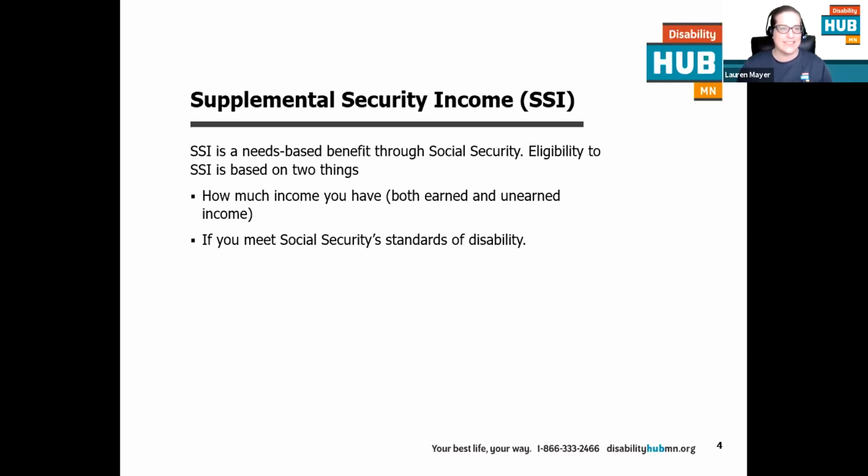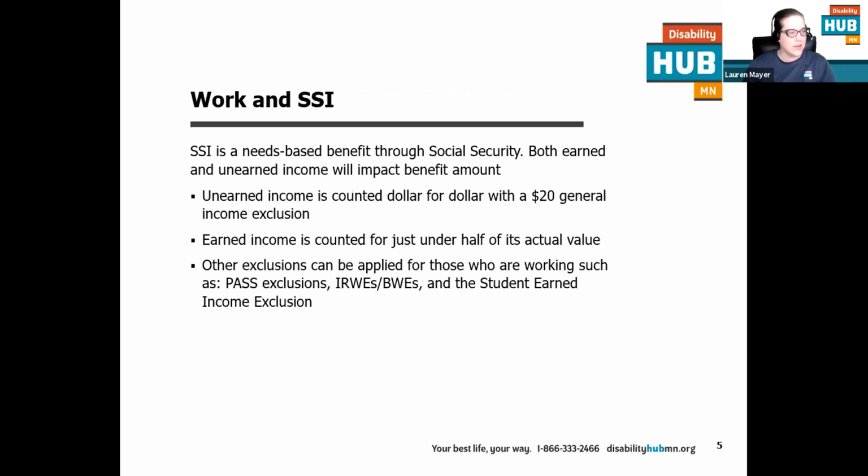Social Security is going to take that maximum amount, which is sometimes referred to as the federal benefit rate, and then they're going to subtract any of the income that you have access to, to get the amount that you are going to receive as your benefit amount. So typically, you start off with the max benefit, and then any other income that you have is going to be subtracted. We're going to talk a little bit about the way that the Social Security Administration talks about work, in particular with SSI.